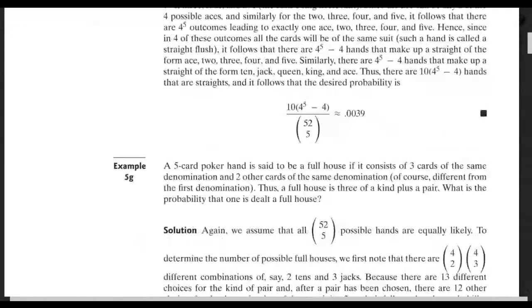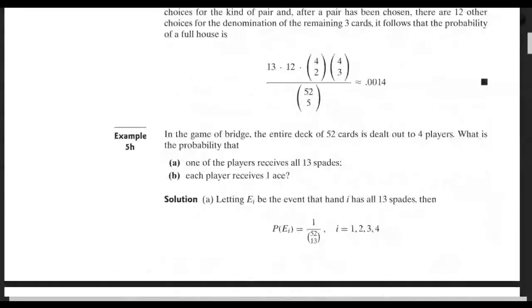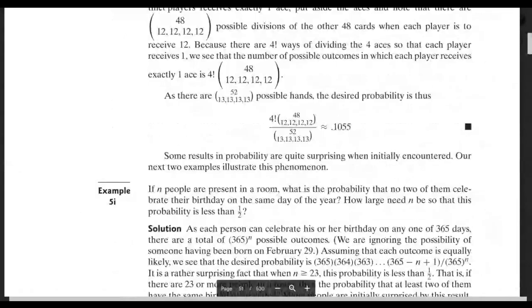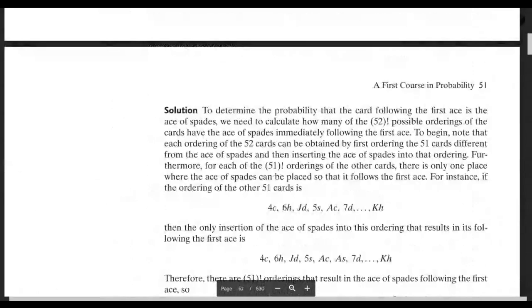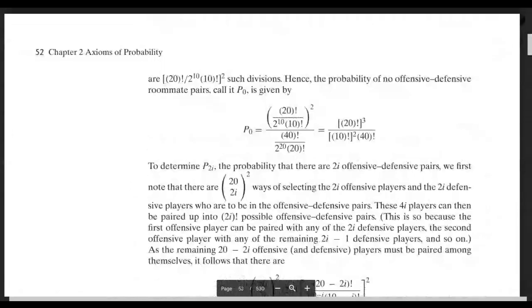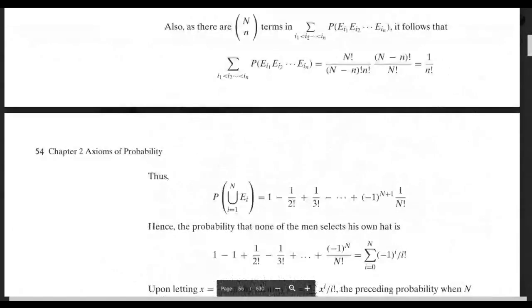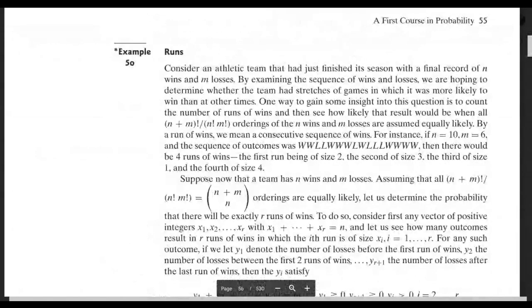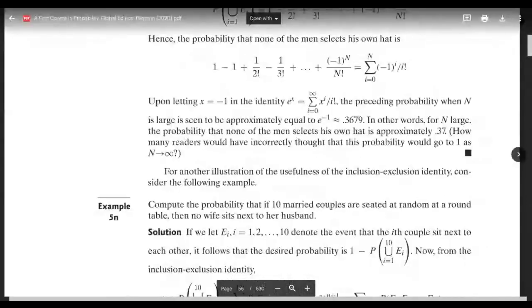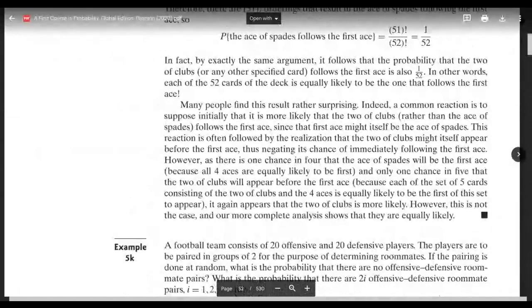All right, let's see example 5G. Let's see how many examples. We may not be able to go over all the examples today, then we could go next class.